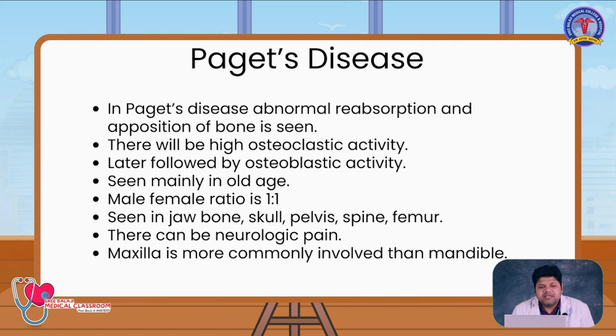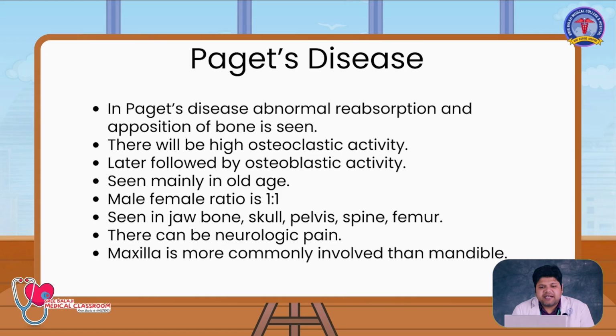Coming to Paget's disease, it is a condition of abnormal resorption and apposition of bone. It is initiated by an intense wave of osteoclastic activity followed by vigorous osteoblastic activity. Clinical features: it occurs above the age group of 50 years, and the male to female ratio is 1:1.